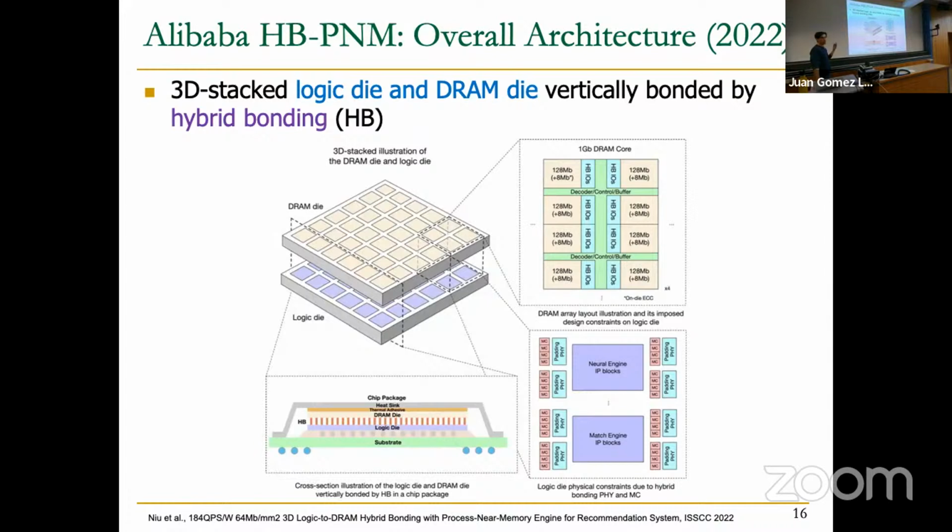This is another proposal also presented this year. This one is more application specific. As you see, there is a layer of DRAM and a logic layer or logic die, where there are some specialized units for certain operations in recommendation systems, this neural engine and match engine that you can see at the right-hand side of the slide.